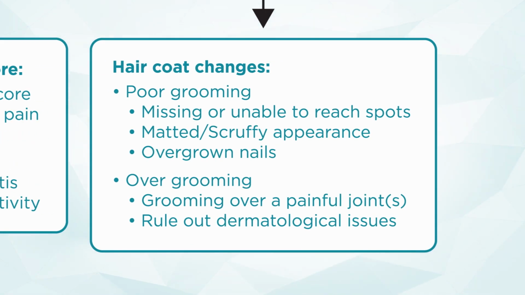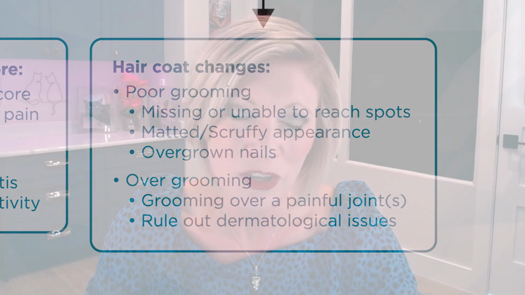Then look at the hair coat. Are they grooming? Are they able to reach all of the spots in their body? Or is their hair matted and scruffy in appearance? Do their nails click on the ground as they walk? Or are they doing the opposite and over-grooming? Cats may be grooming over painful joints or down their back. Make sure you rule out dermatological issues as well. Look back in the history. Make sure the cat's on a really good product that covers not only heartworms, but fleas, ticks, and mites.